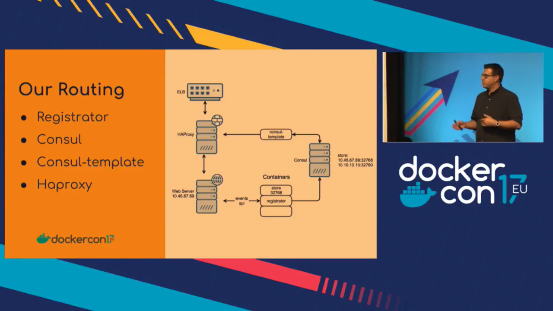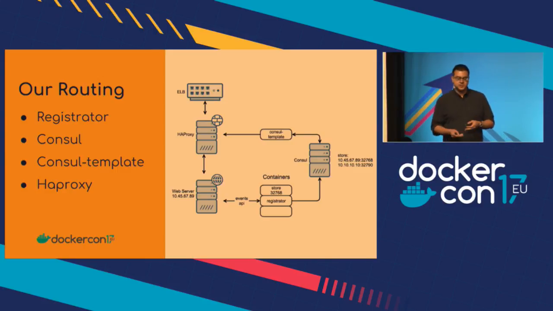Basically, we have a load balancer that requests come through. It goes through an HA proxy server that routes it to individual containers running on web servers. The servers are running a program called Registrator. Registrator basically listens to the Docker Events API. When it sees a container start up with a port, it takes that container and port, and registers it into Consul, which is a key value store.